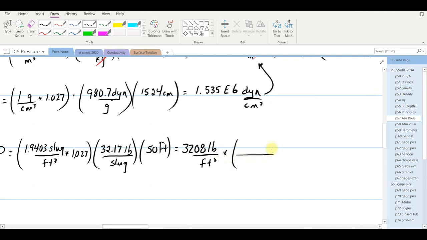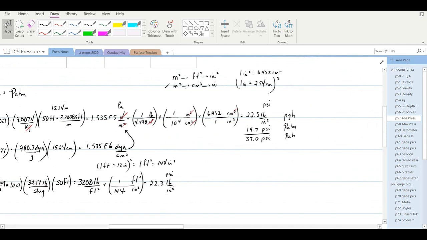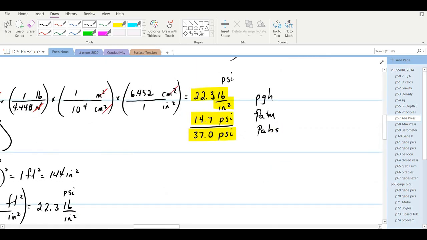So we'll have cancel out per square feet, go to per square inches. So we know that 1 foot is 12 inches. So if we square that, we have 1 square foot is 144 square inches. So we divide by 144 square inches per foot, and this works out to be 22.3 pounds per square inch, or PSI, as before. So we have fluid pressure, 22.3 pounds per square inch. Standard atmospheric pressure is 14.7 PSI, and that's a total of 37.0 PSI, and that would be the absolute pressure, ABS.